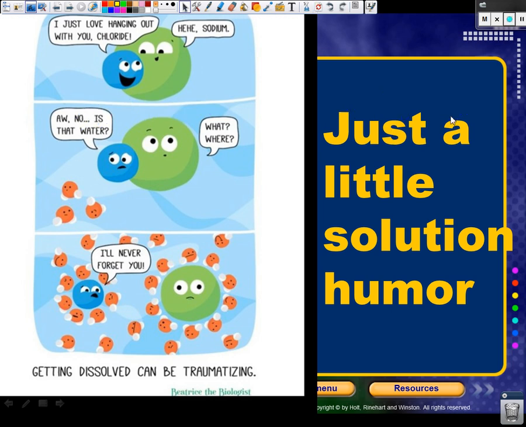Okay? Just a little solution humor. We're going to get way more in depth in this picture a little bit later on, but I'm showing it to you now, so when you see it later, you'll remember it. So I just love hanging out with you, chloride. Hee, sodium. Oh, no. Is that water? What? Where? I'll never forget you. Okay. What's happening here? Very good. Hydrolysis is happening. Okay. What happened to the sodium chloride compound? They got separated. Who separated? Water.